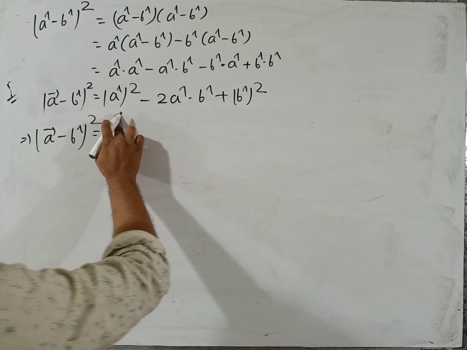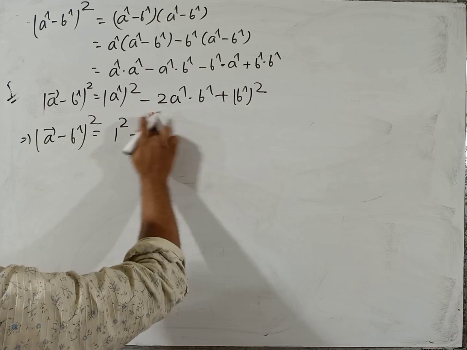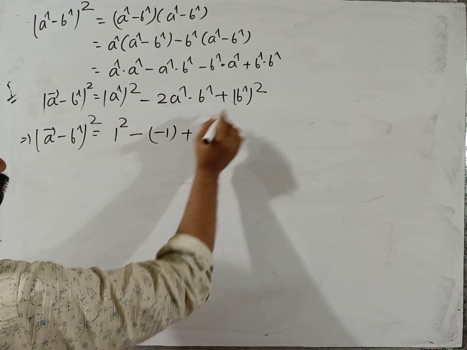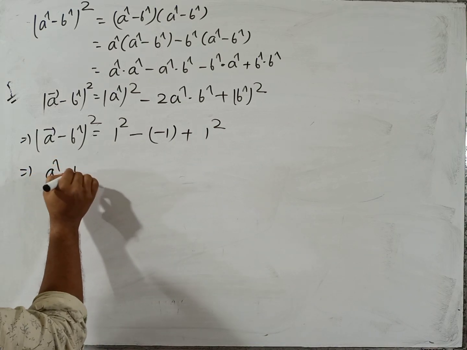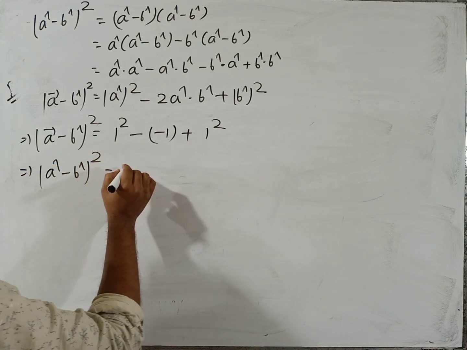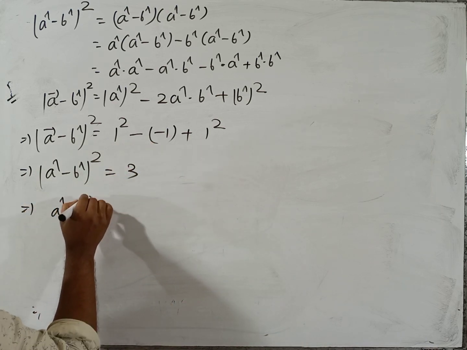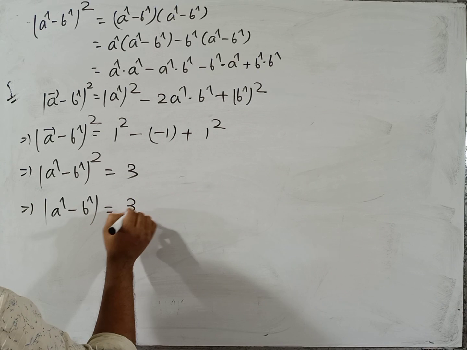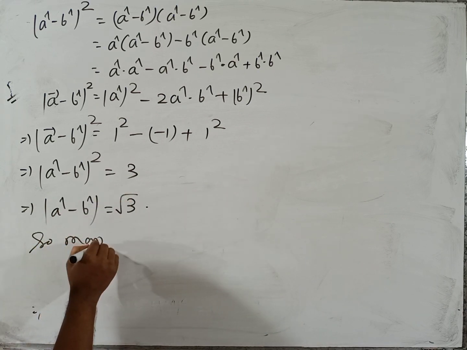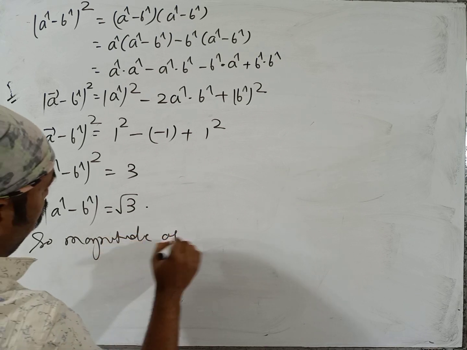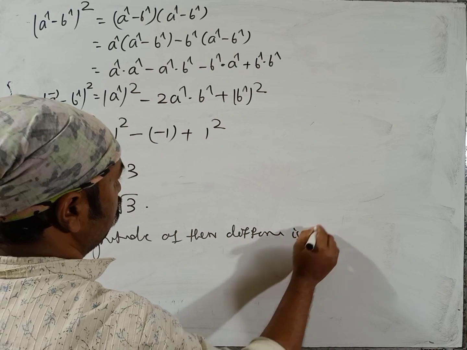In place of the magnitude of A cap squared we can put 1, in place of 2 A cap dot B cap we can put minus 1, and in place of the magnitude of B cap squared we can put 1. So A cap minus B cap and its magnitude whole square is 1 plus 1 plus 1, it is 3. Then the magnitude of A cap minus B cap is root 3. So the magnitude of their difference is root 3.